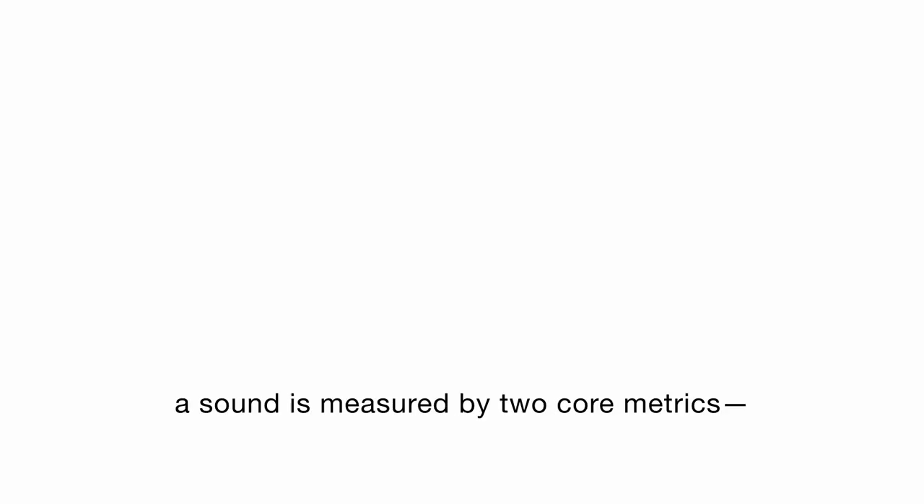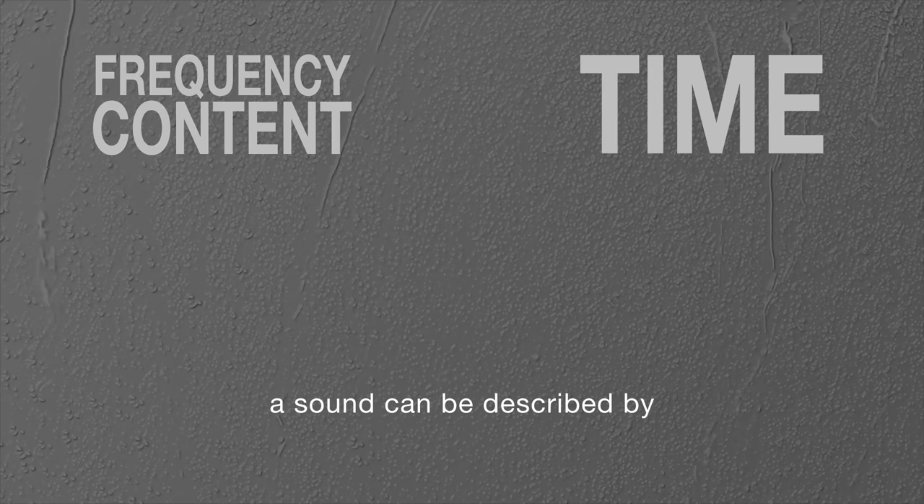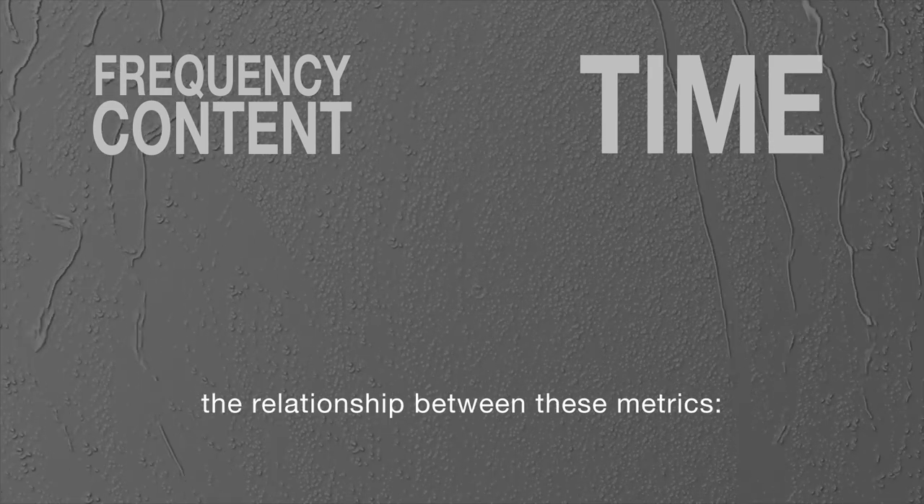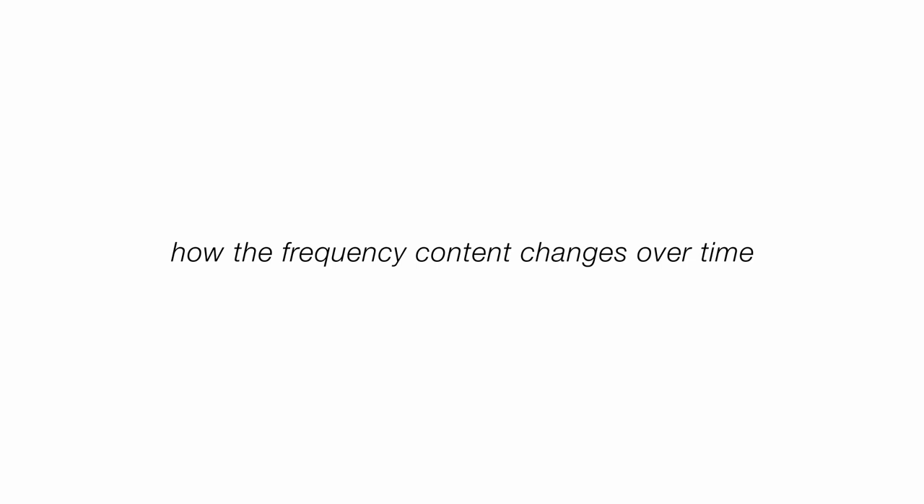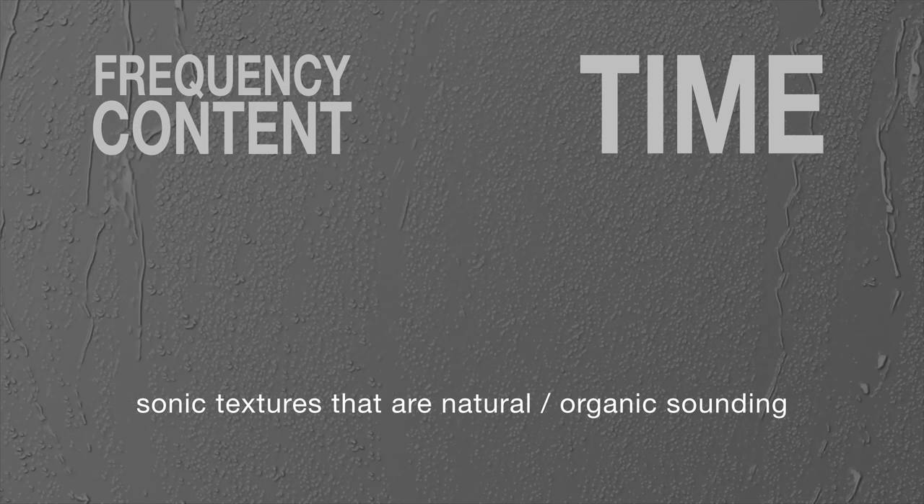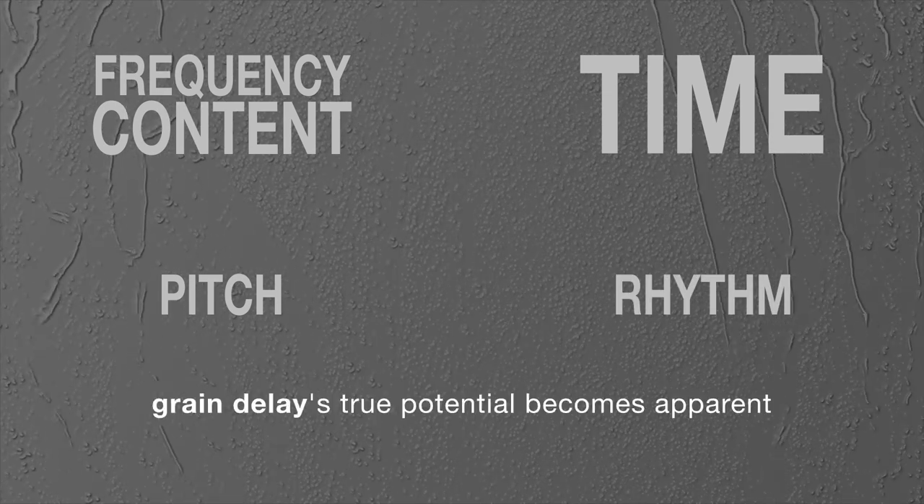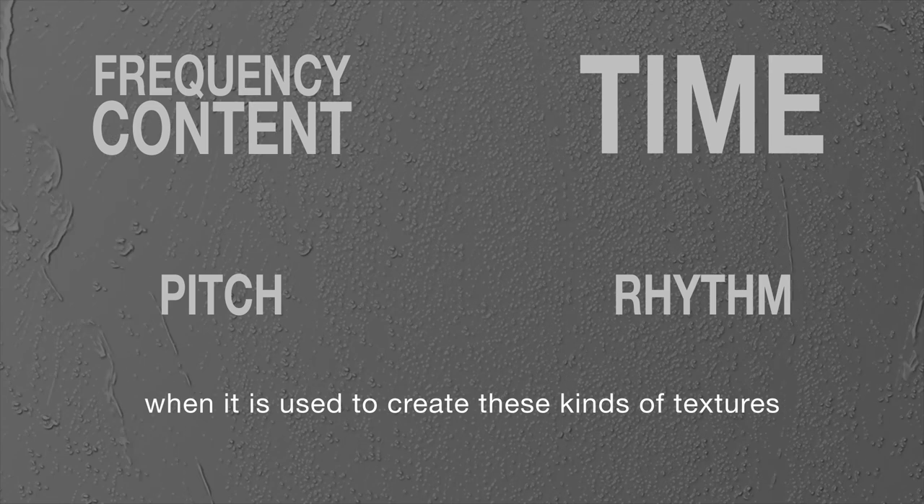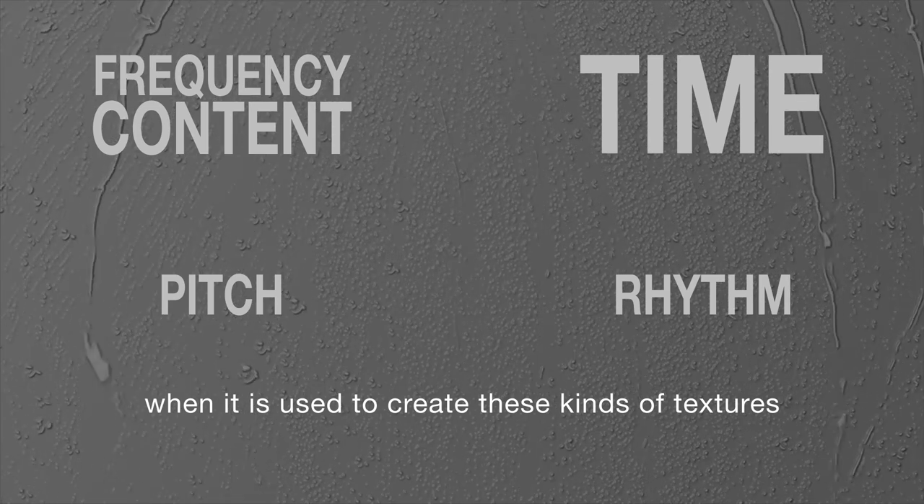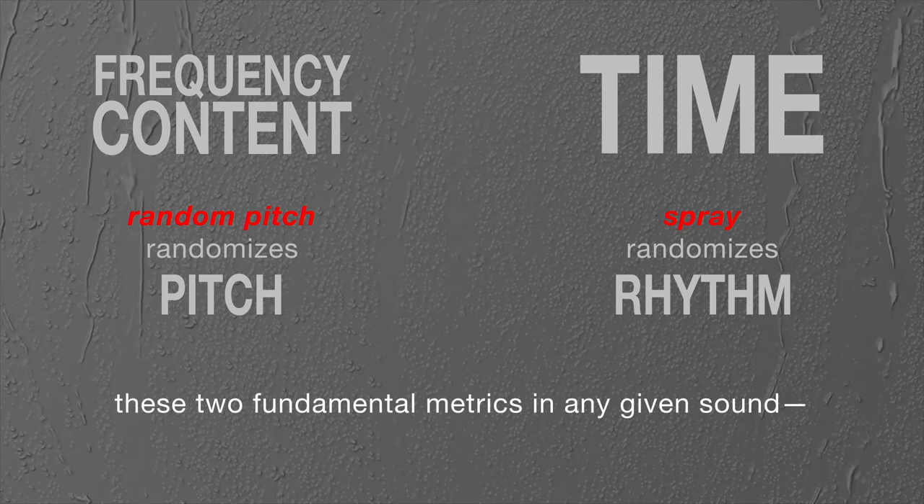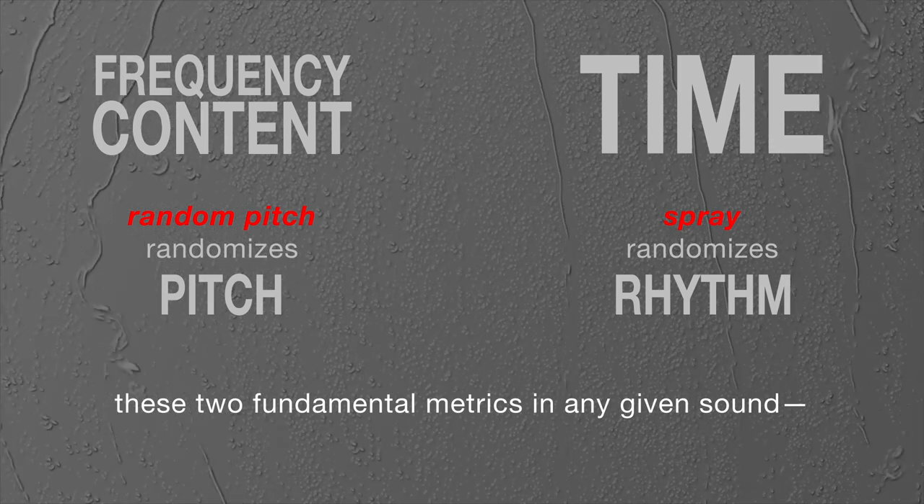In essence, a sound is measured by two core metrics: frequency content and time. A sound can be described by the relationship between these metrics, how the frequency content changes over time. Sonic textures that are natural or organic sounding are often characterized by non-linear changes in pitch or rhythm. Grain delay's true potential becomes apparent when it is used to create these kinds of textures, due to its ability to randomize these two fundamental metrics in any given sound.